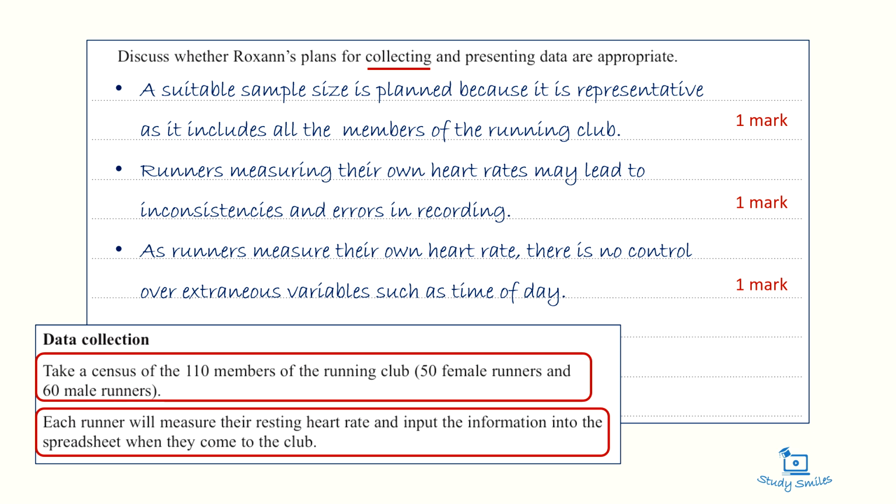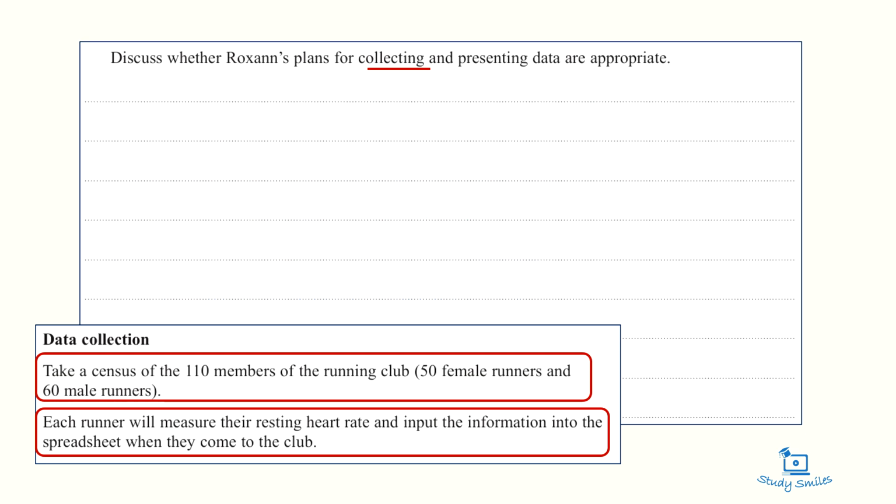Now, importantly, it's not sufficient to just say whether Roxanne's elements of her plan were appropriate or not. You need to take it further by saying why it is appropriate or not appropriate. For example, saying the sample size is appropriate, whilst true, would not get you a mark.